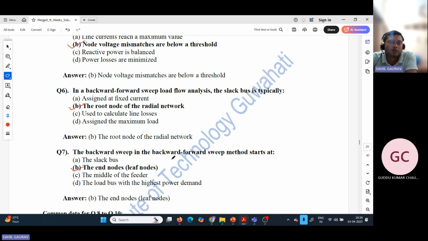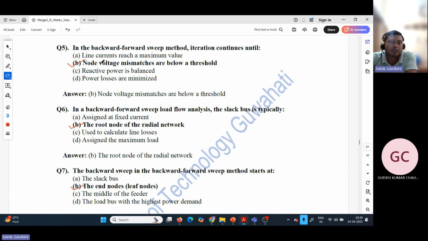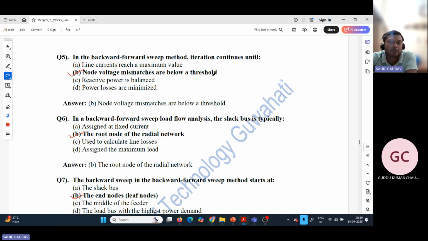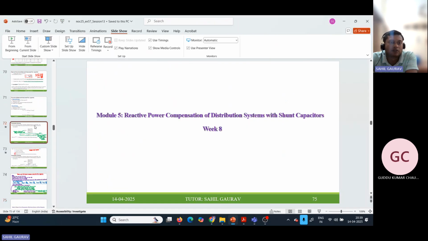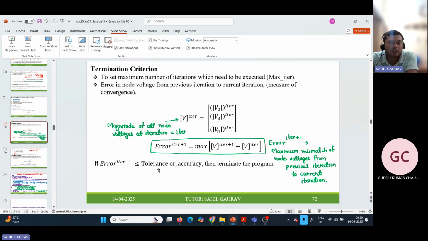In the slide or in the problems? Here, right. Node voltage mismatch, yeah, below threshold, right? You have to define some threshold value. This tolerance or accuracy, the same. This error is less than some threshold, you can say our tolerance or accuracy, then you need to terminate the program. Either it is a very small quantity like 0.001 or 0.01.